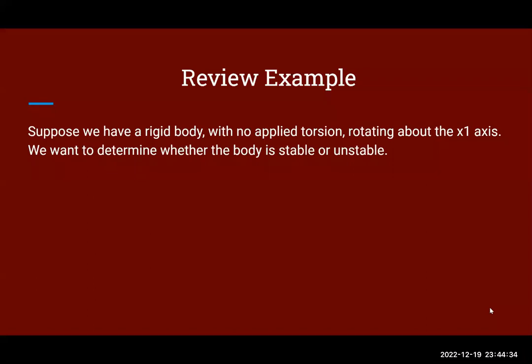And now that we have gone over all of these things, we will be going over an example that will talk about stability of a rigid body. So suppose that we have a rigid body that is not under any applied torsion, and it is rotating about the x1 axis. We want to determine whether the body is stable or unstable.